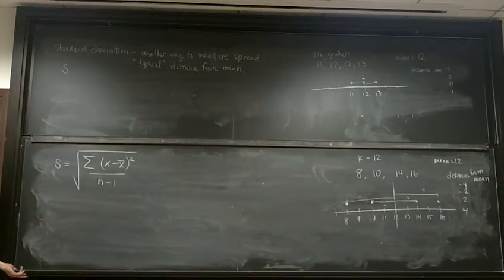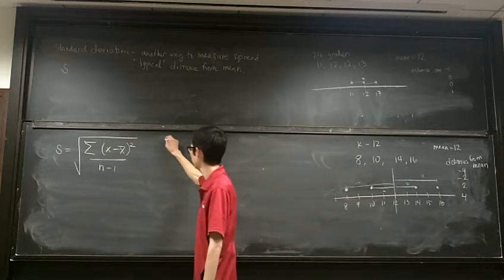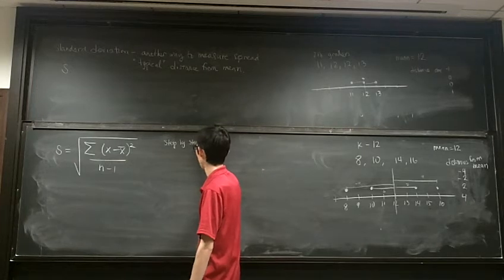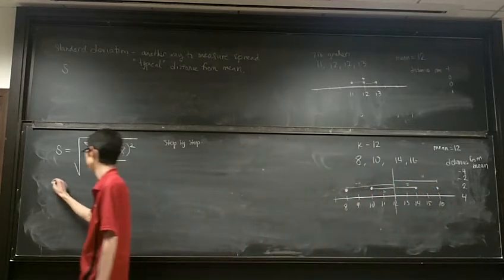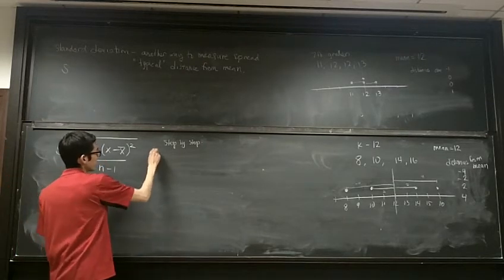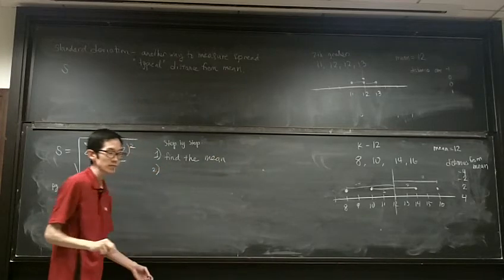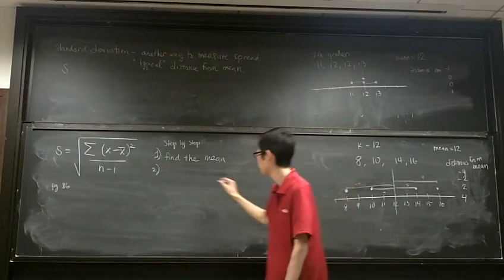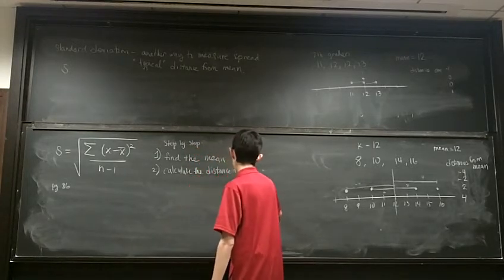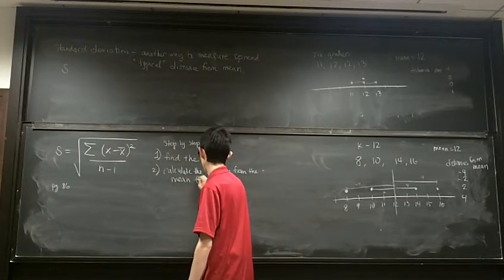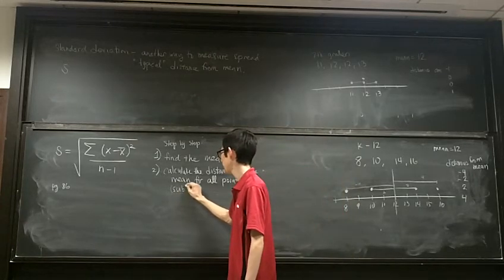Okay, so this is the formula for calculating the standard deviation. Alright? And we'll take it step by step. And the formula is also on page 86, not to worry. Okay, step by step. First thing, find the mean. The next step is calculate the distance from the mean for all points. The way to do that is subtract the mean from each data point.